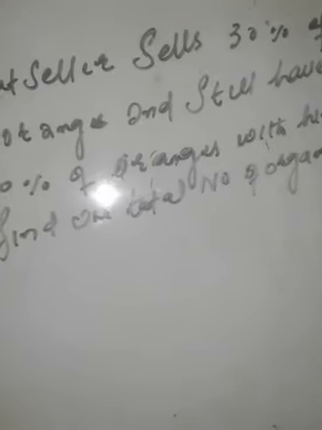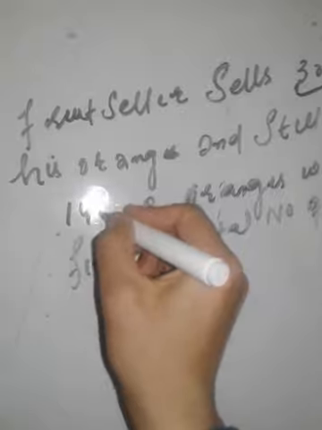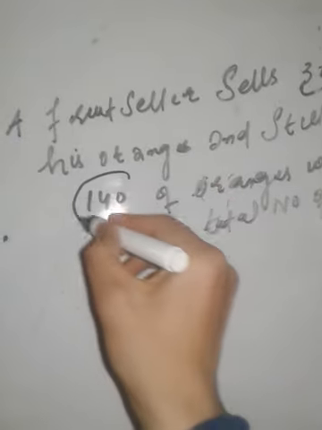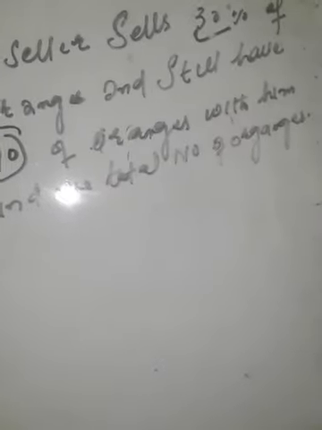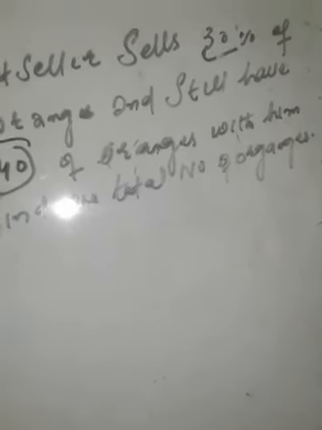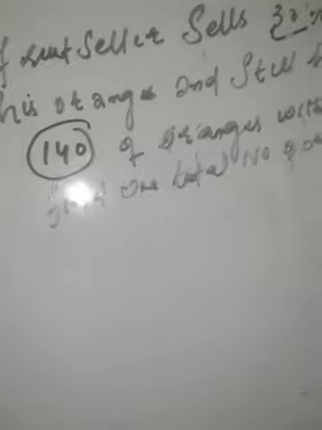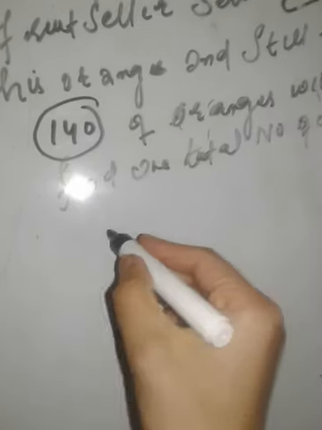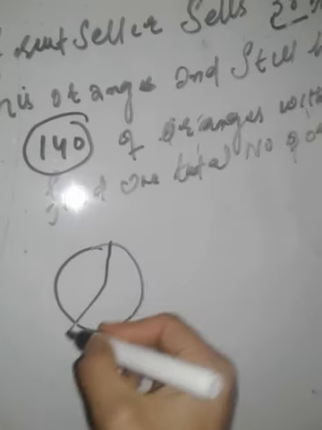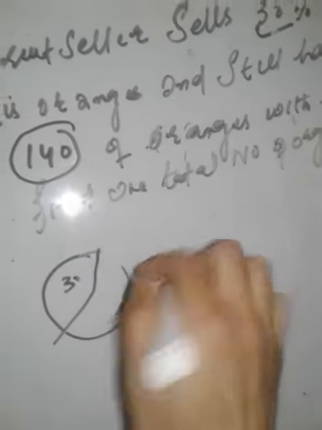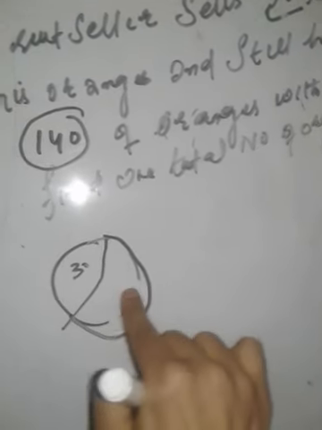So let us do this question. How many oranges does the fruit seller have? He has sold 30% of oranges. Sorry, here it is 140. Write it: a fruit seller sells 30% of oranges and still has 140 oranges with him. Find the total number of oranges which he originally had. Let me visualize it so that you can understand it clearly. This is 30%. This is 70%.